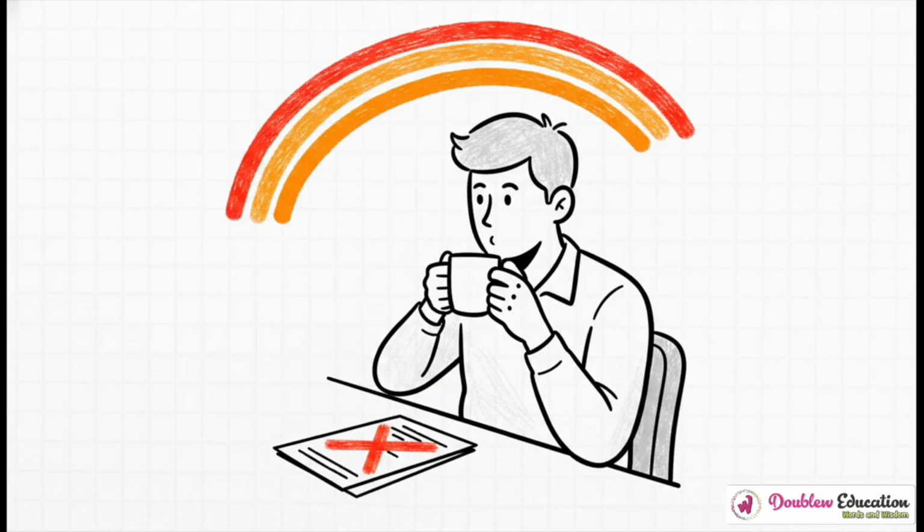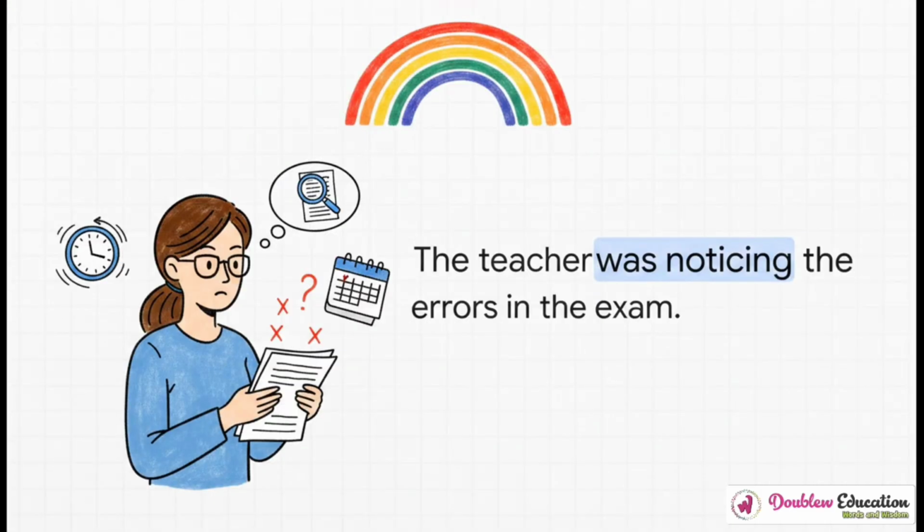Next up, orange. So what if we want to say no for the future? Easy. We just slip the word not in there. The teacher will not be noticing the errors. This is what we call a negative sentence. And with yellow, we're hopping back in our time machine to the past. To talk about something that was happening before, we use our past helper word was. The teacher was noticing the errors.